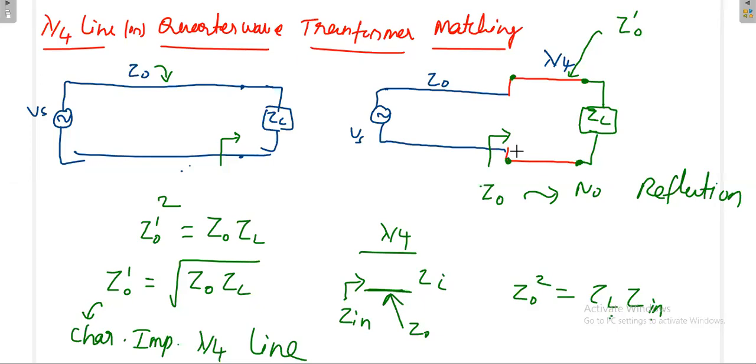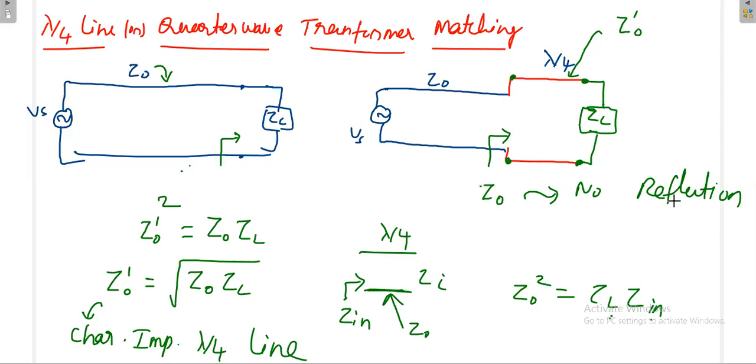Why have I taken Z0 here? Z0 இருந்தாதான் reflection இருக்காது, but you cannot directly bring Z naught here. But if you choose Z naught dash in such a way, you can bring Z naught here. Lambda by 4 transmission line odia characteristic impedance Z naught dash, in the formula use பண்ணி choose பண்ணீங்கன்னா, then definitely if you calculate the impedance looking from there, that will be Z naught. Once that is Z naught, there is no reflection. Okay, can I move further?